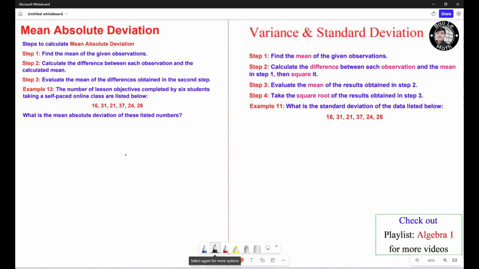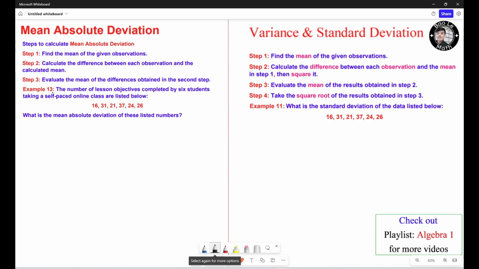Hello everyone, in this video we're going to learn how to calculate the mean absolute deviation, the variance, and the standard deviation. First we're going to talk about the mean absolute deviation. We have three steps right here.